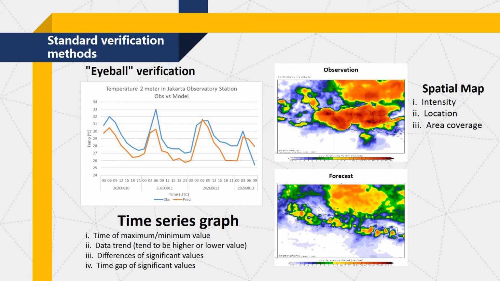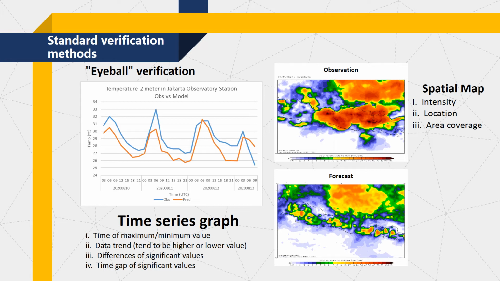In a time series graph, we can identify at least four elements. The first is the time of maximum or minimum value. The second is data trend, whether it tends to be higher or lower in value. We can use the trend line to identify the second point about data trend. And next, we must identify the differences of significant value.